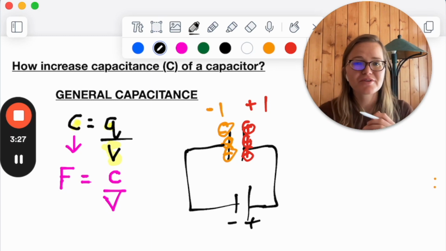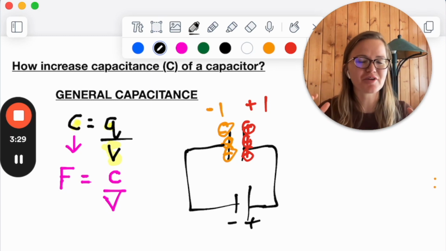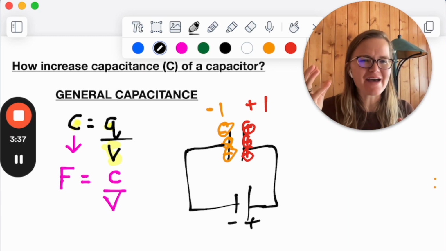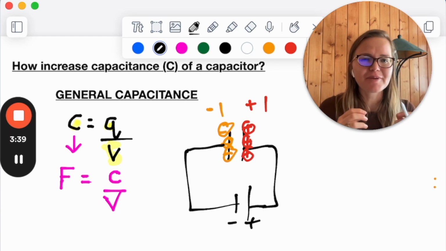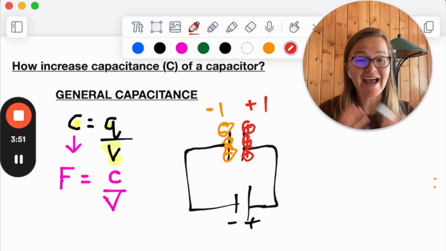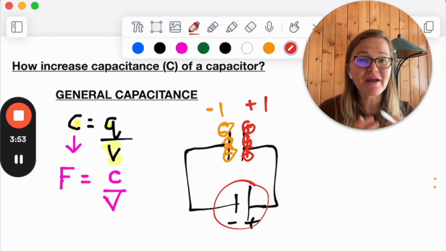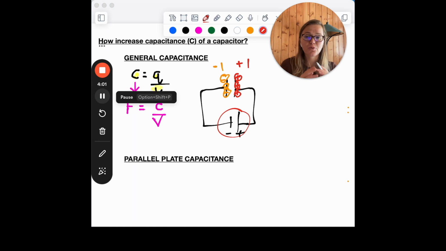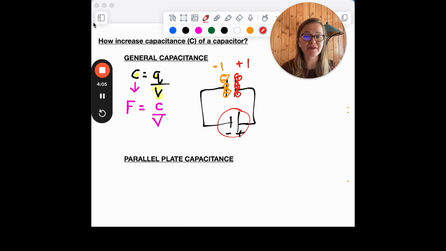But for this problem in particular, we're not working with just any type of capacitor. The passage tells us that we have a parallel plate capacitor. There are various types of capacitors, spherical capacitors, cylindrical capacitors, but the type of capacitor that's usually tested on the MCAT is just parallel plate capacitors. And as it sounds, just like we drew here, a parallel plate capacitor is just two plates that are parallel to each other. So we have a more specific equation for capacitance that is just for parallel plate capacitors.